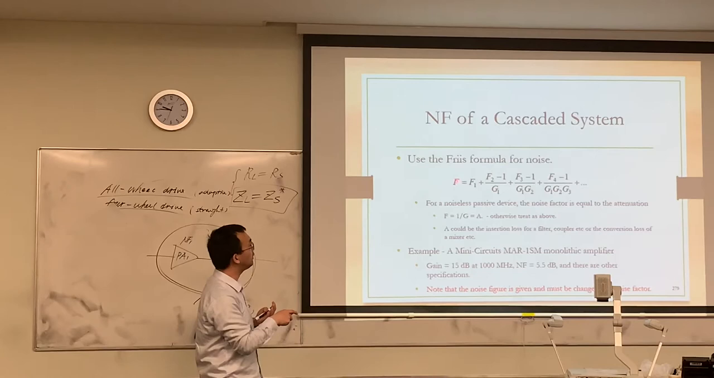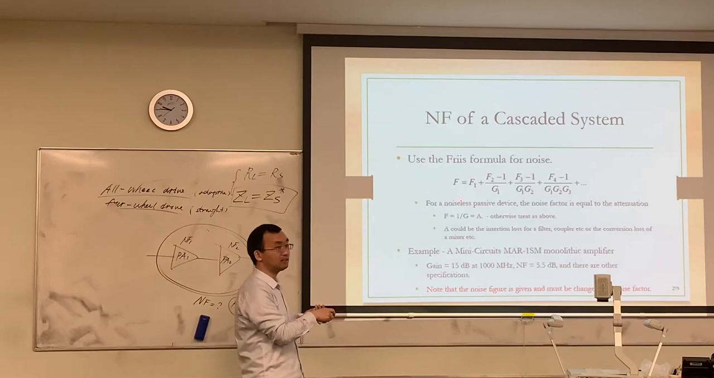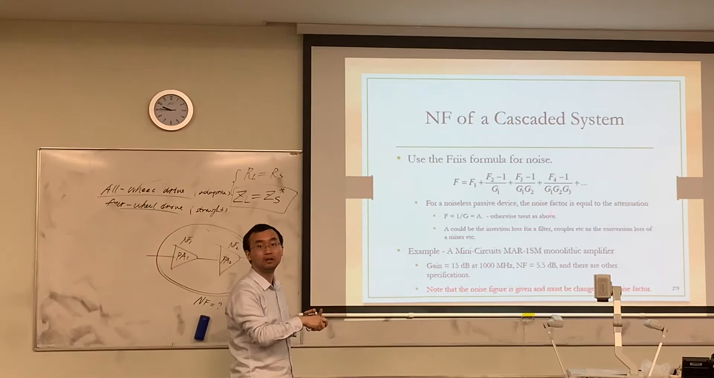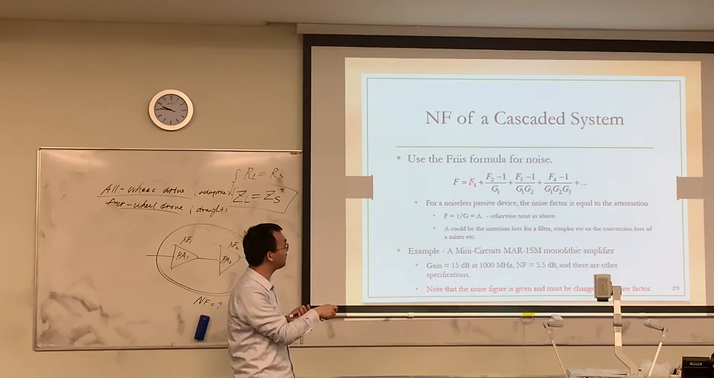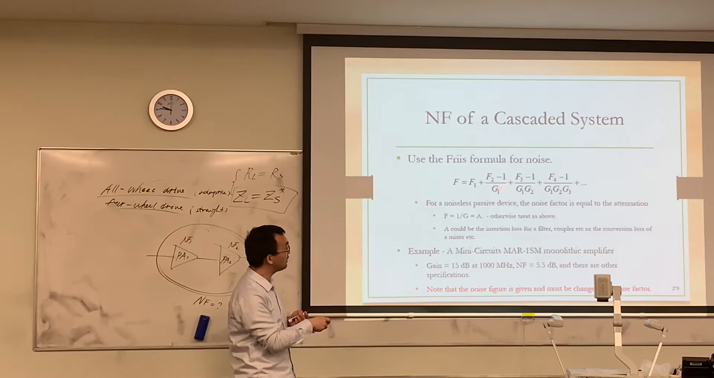The effect of the second stage will be discounted, because it is reduced by the gain of the first stage. See? The second stage's F minus one is divided by the gain of the first stage. Which means if the gain of my first stage is very large, basically I can forget all the remaining terms.